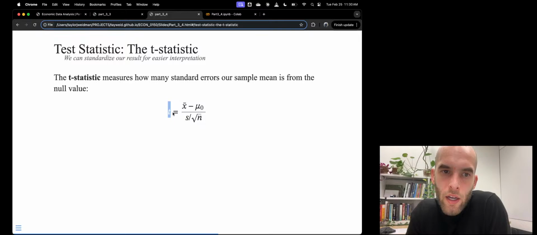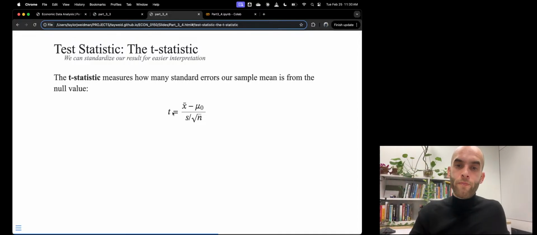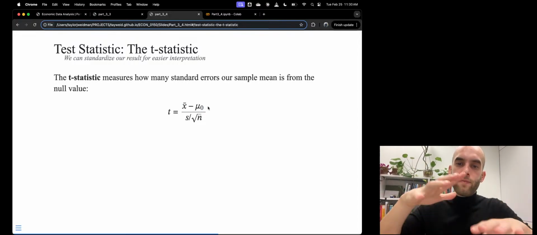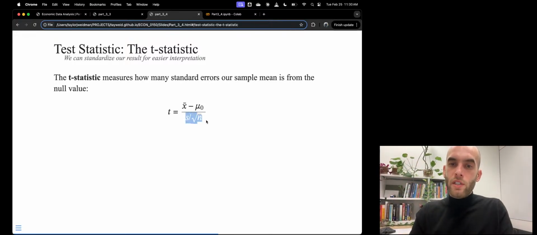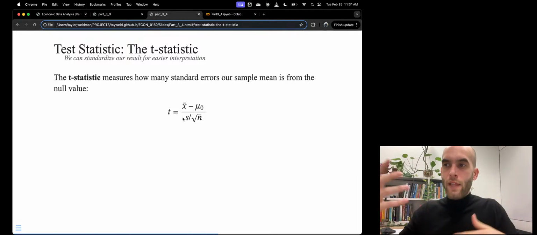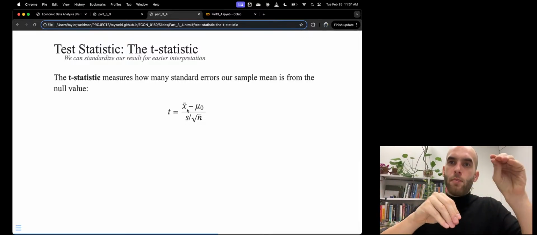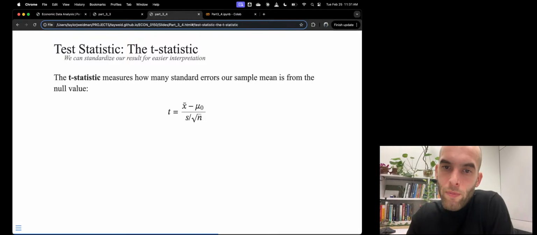The t-statistic measures how many standard errors the sample mean is from the null value. You'll see on top we have the difference, the closeness of x bar and our guess, and on the bottom we have our standard error. So on top is the mismatch, and then we ask how many standard errors that mismatch is. If the standard error is 1 and the difference is 2, then x bar is 2 standard errors away from the guess. So our t-statistic would be 2 in that case, because there are 2 standard errors between x bar and mu.